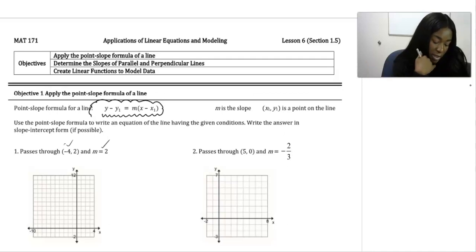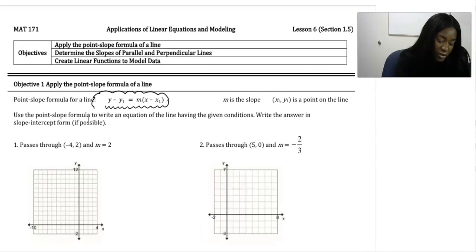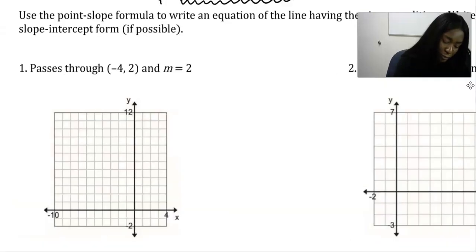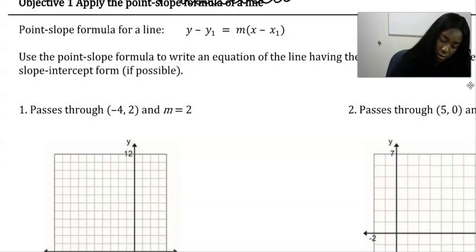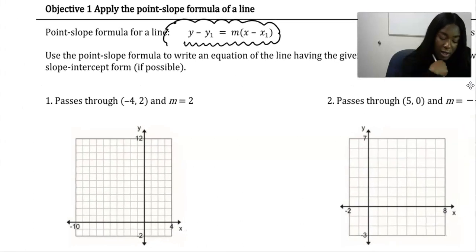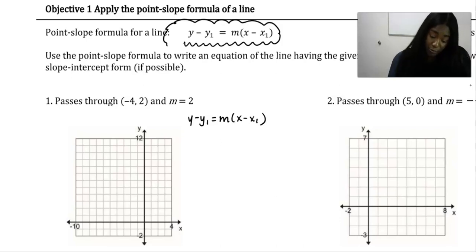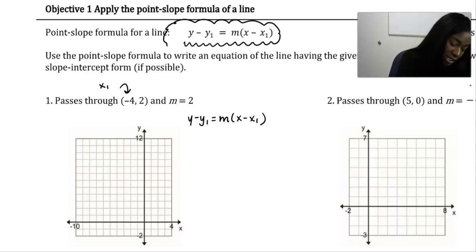So now let's actually apply that. So in example 1, we want to write the equation of a line that passes through -4, 2 and has a slope of 2. I'm just going to rewrite the point slope formula for a line, which is y minus y1 is equal to m times x minus x1. And I'm just going to go ahead and start plugging things in here. The point x1, y1 was given to us, so my x1 is -4, the x coordinate of that point. My y1 is 2, the y coordinate of that point.